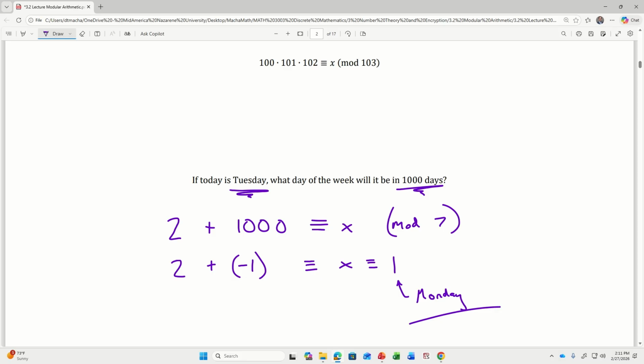I have an idea. What's your idea? So if you subtract 103 from each of those numbers to get your mod, then you get -3 times -2 times -1. And then, so that's -6. And then to get the mod of 103, you just add 103. So that was 97. Nice. So yeah, this product is congruent to 97 mod 103. Very good.